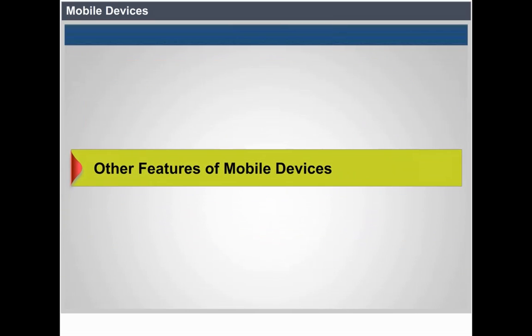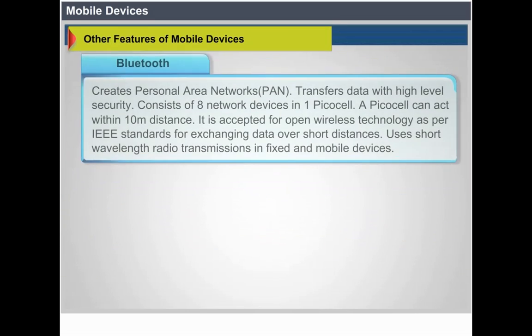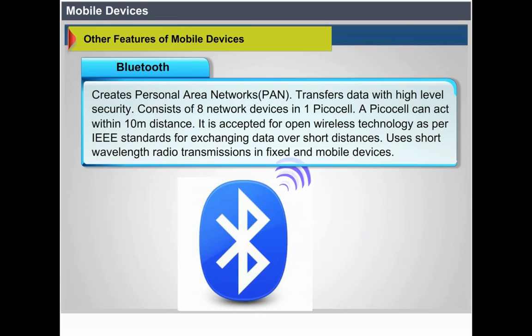Other features of mobile devices. Bluetooth. Creates a personal area network. Transfers data with high-level security. Consists of 8 network devices in one picocell. A picocell is within a 10-meter distance. It is an accepted open wireless technology as per IEEE standards for exchanging data over short distances. Uses short wavelength radio transmissions in fixed and mobile devices.